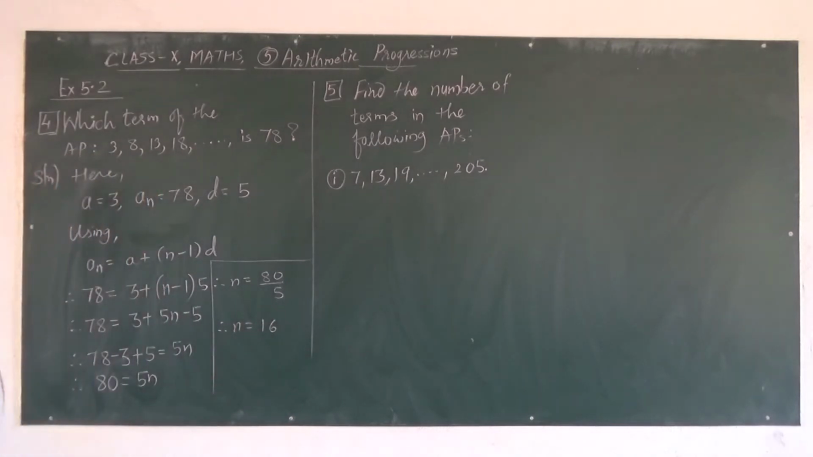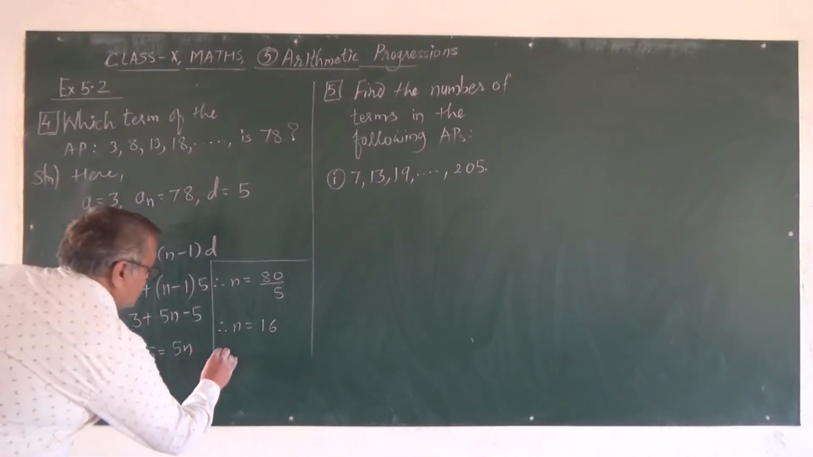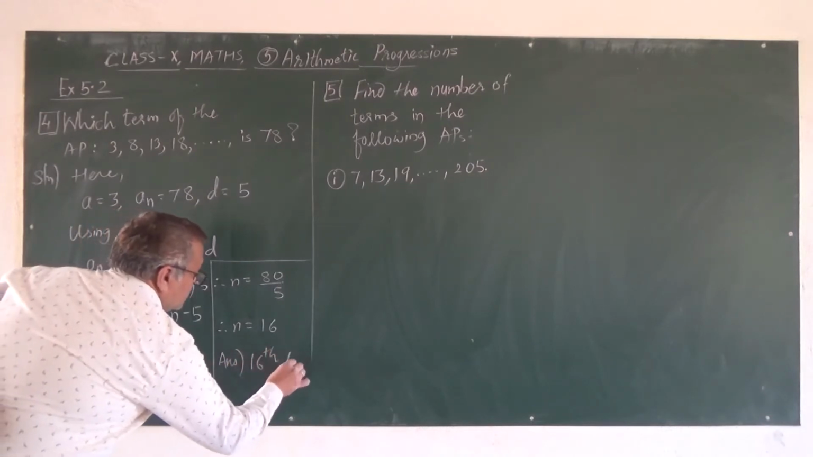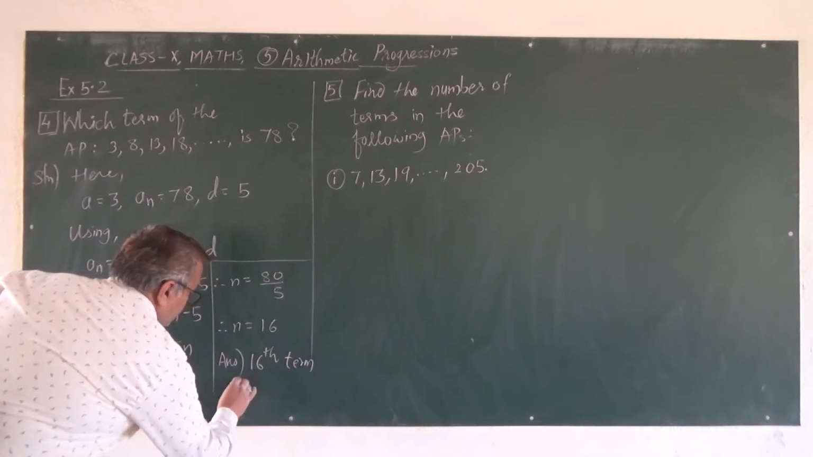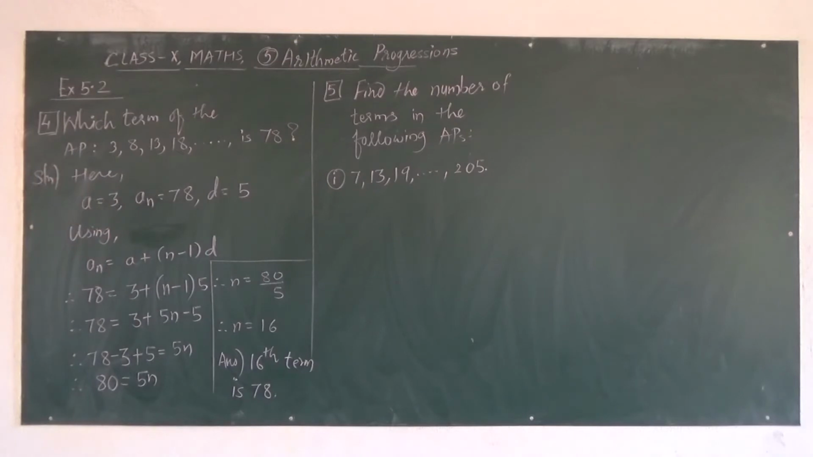So what you have understood? Which term of the AP is 78? So n is 16. So you can write answer: 16th term is 78. Okay.